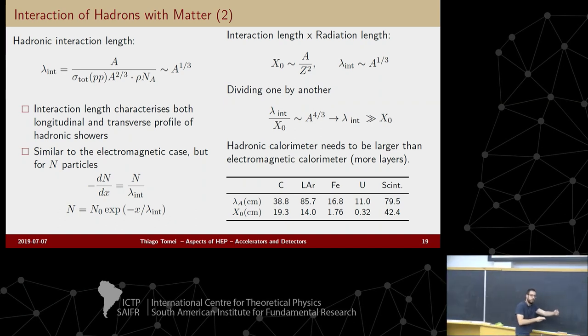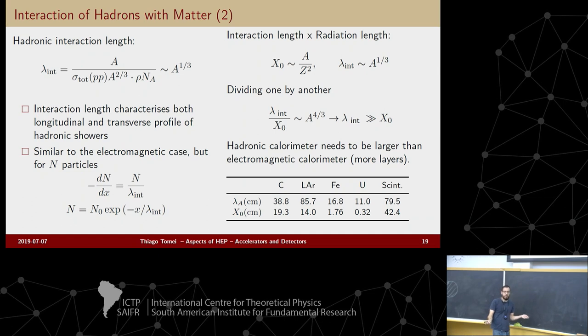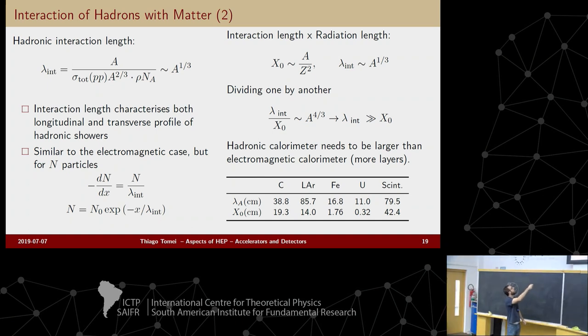Besides how far the electromagnetic shower goes through the material, you can also have a parameter that tells you how much it opens up. This is called the Molière radius, but it's also related to the interaction length, because, of course, it doesn't matter if I'm going in this or that direction. It's just a property of the material. And the same thing here for this interaction length, lambda int. And then you run exactly the same calculation, but now you can compare the interaction length with the radiation length. And you will see that this ratio goes like A to the 1/3.